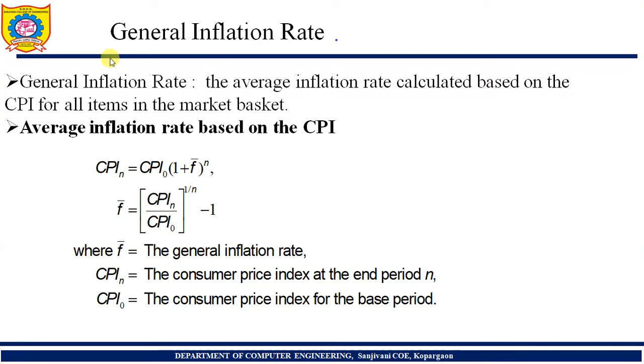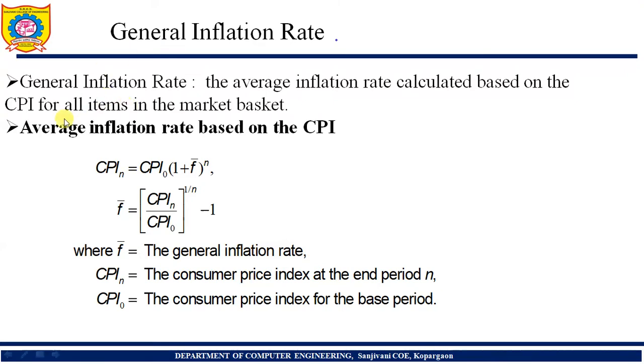The general inflation rate is the average inflation rate calculated based on the consumer price index for all the items in the market basket. General inflation rate is the average inflation rate calculated based on the consumer price index for all items in the market, whereas the average inflation rate is the inflation rate calculated for specific items for a certain number of years or a certain interval of years.